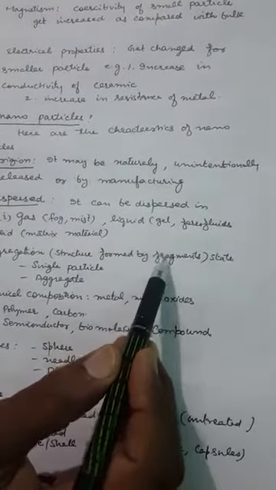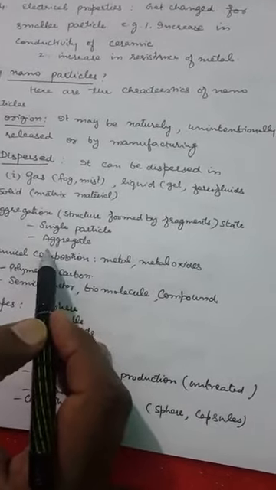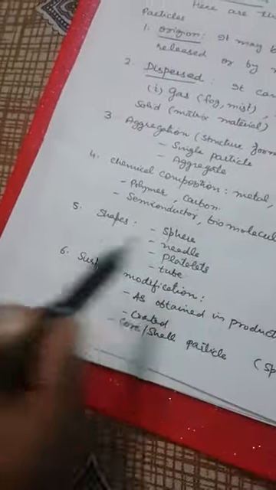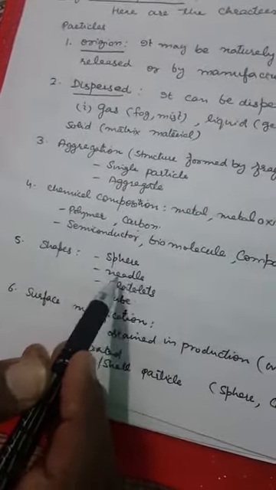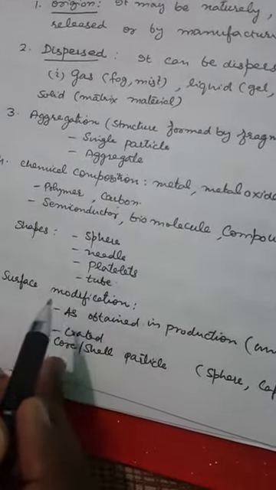Aggregations. Aggregation means structures formed by fragments or smaller particles, that is, single particles and aggregate particles. Number four, the chemical compositions we can change. That is metals or metal oxides, then polymers, carbon nanotubes, semiconductors, biomolecule compounds, etc. can be used. Next, shapes. They can appear in the form of needles, platelets, tubes, etc.